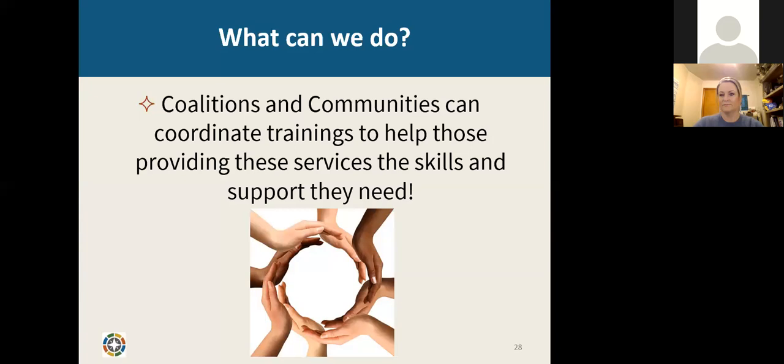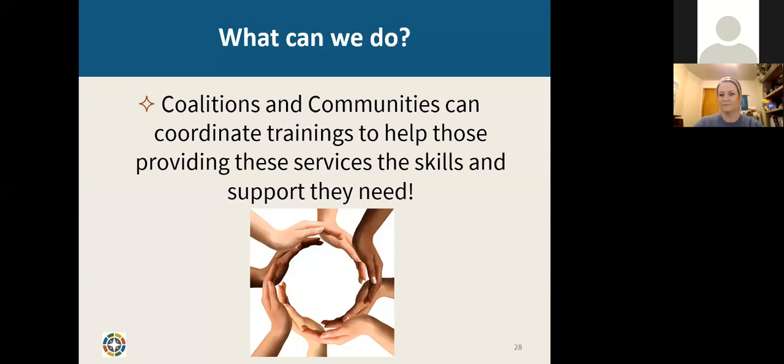I found that an interesting aspect of this too, is that we are seeing a lot of TA support, training support, and funding coming out. And what I've also seen is sometimes one agency in a community will get some funding and they'll want to have a training, and really trying to coordinate that.